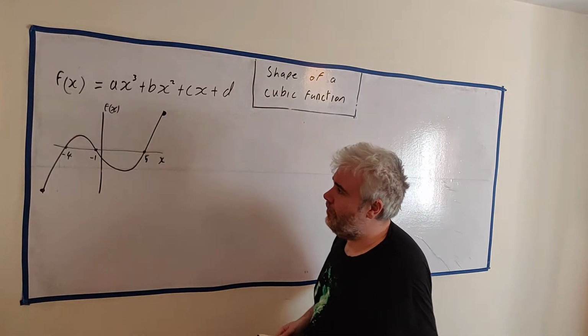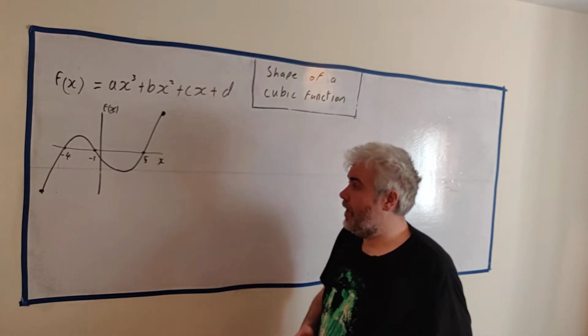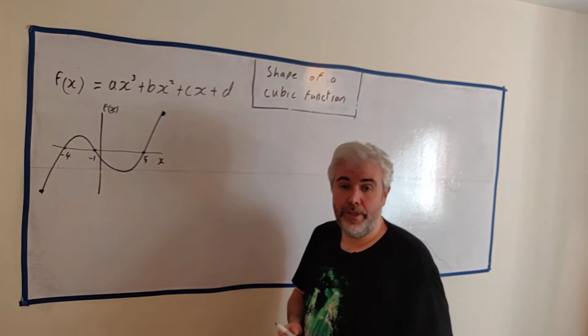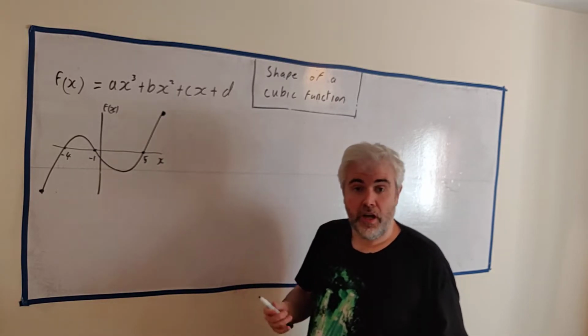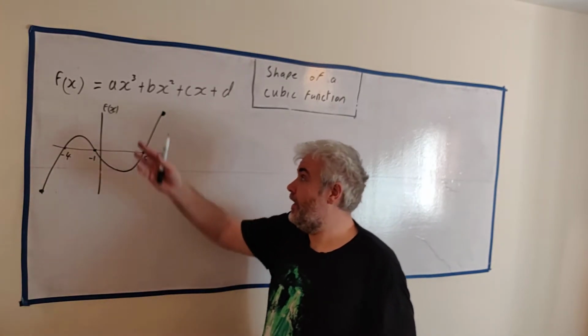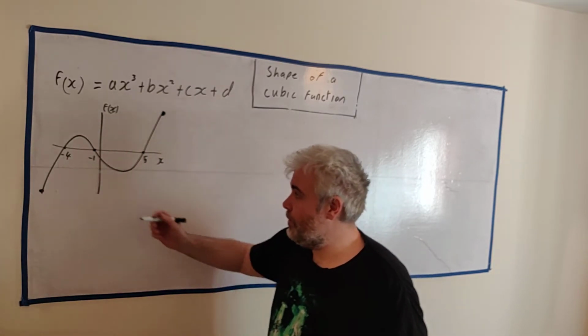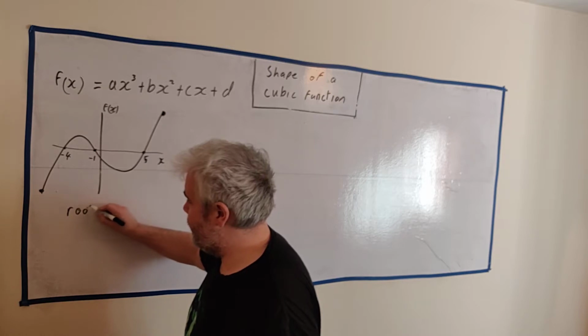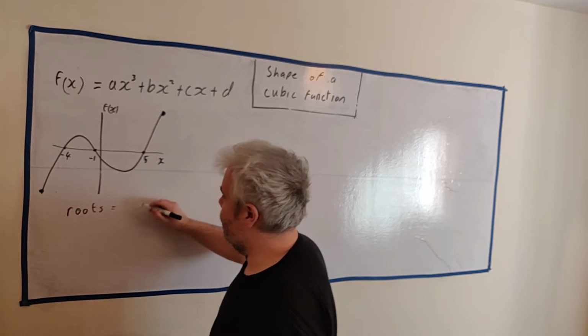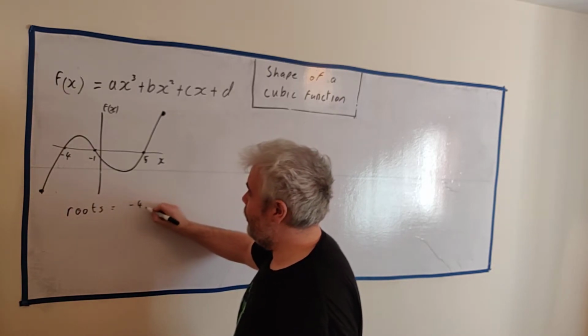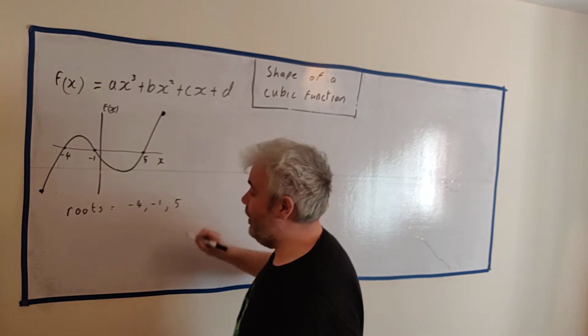So this guy here, if I was given this equation, if somebody showed me this picture, I could actually get out the expression of it, just like we could in quadratics. It's simply by noting that the roots are given to me. The roots are equal to -4, -1 and 5.